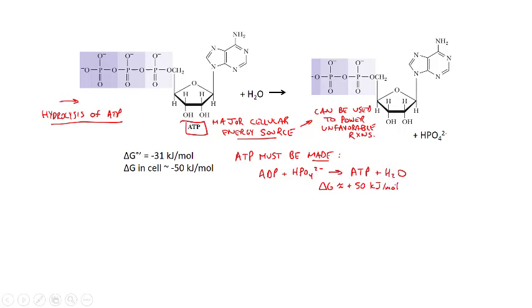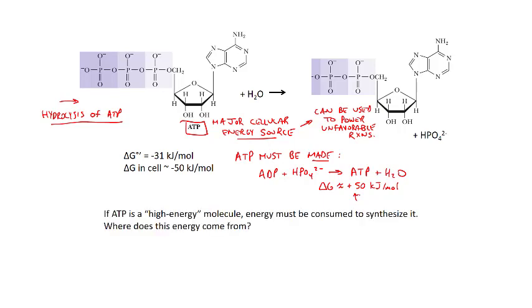So ATP is wonderful, we can use it to power unfavorable reactions, but how do we power the unfavorable reaction of making ATP itself? In other words, if ATP is a high energy molecule, we have to get some energy in order to make it in the first place. And where is this energy going to come from? So that's the topic that we're going to be spending the next couple of lectures talking about, is where do we make our energy to power this synthesis of ATP? Because clearly energy must be put into this process if we're going to make it happen.